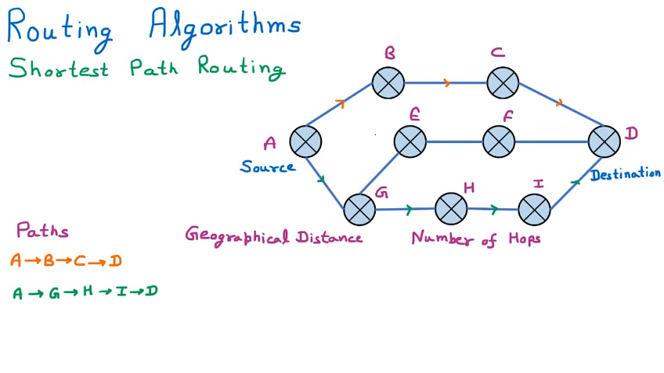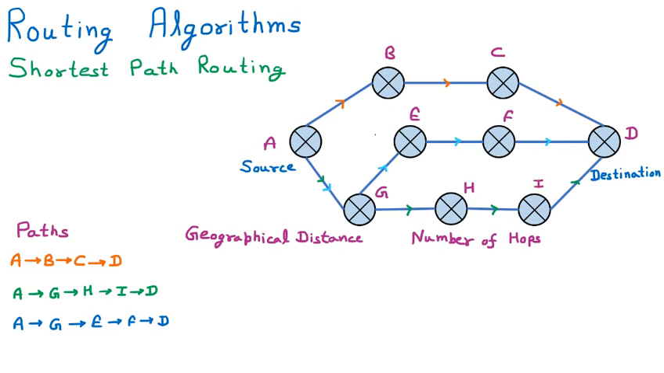Then we are exploring another path which is from A to G. Then afterward G to E, there is a path going from G to E. Then further E to F. Then further F to D, there is another path available. So there is one more path available. So these are the three paths which are available.